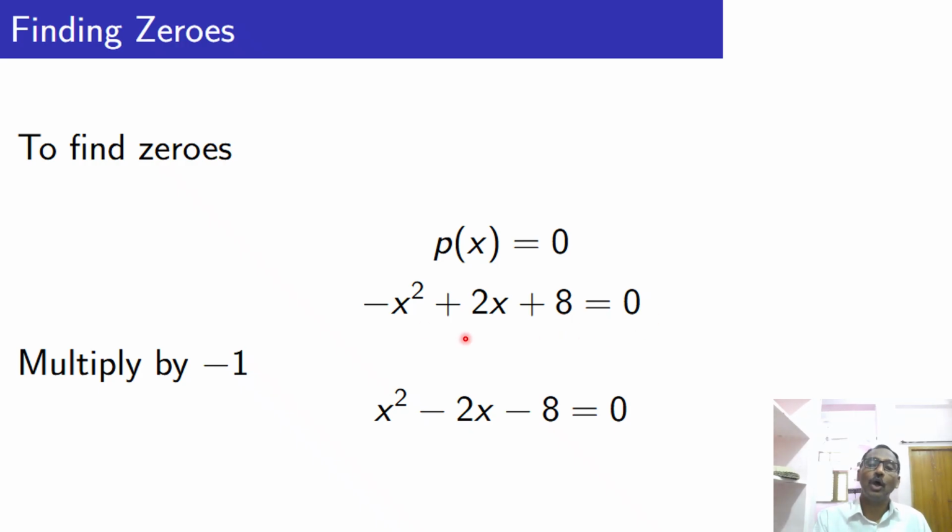to 0. Now, multiplying both sides by minus 1 to eliminate the minus 1 coefficient of x square. If you multiply all this with minus 1, minus 1 times minus x square, you are getting x square, minus 1 times plus 2, you are getting minus 2, minus 1 times plus 8, you are getting minus 8. So x square minus 2x minus 8 equal to 0. This is the quadratic polynomial. I want to find zeros.